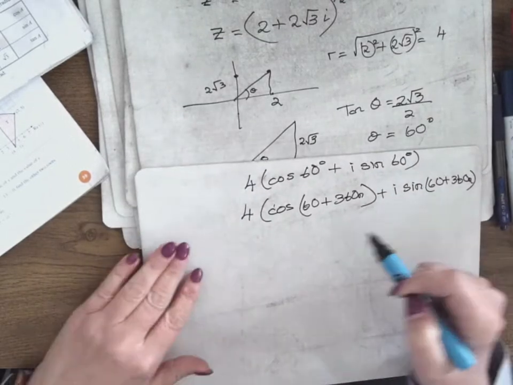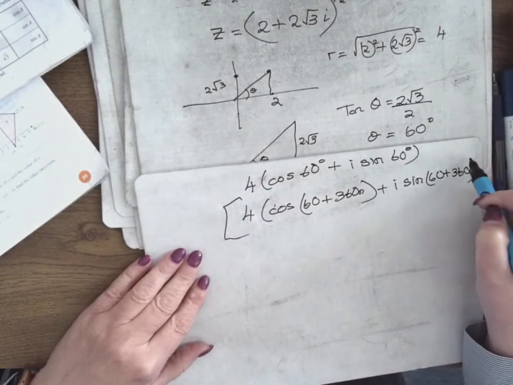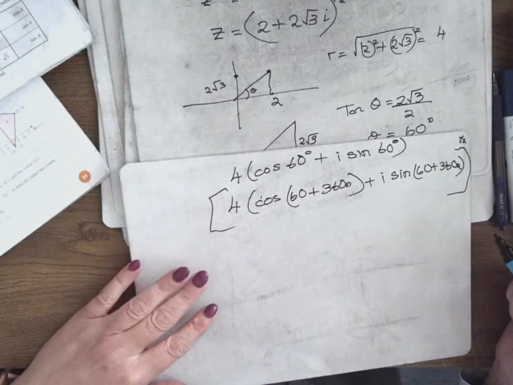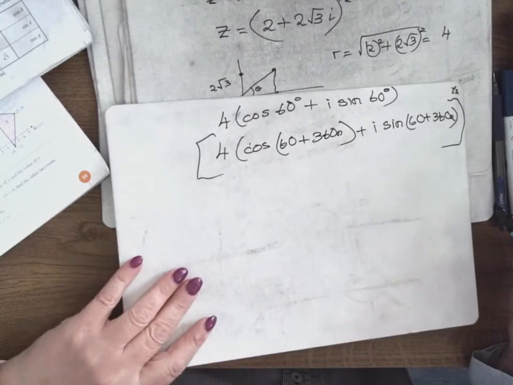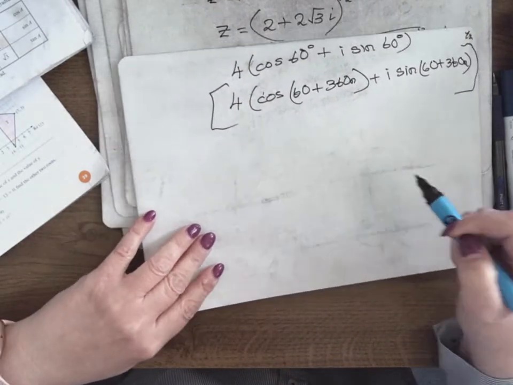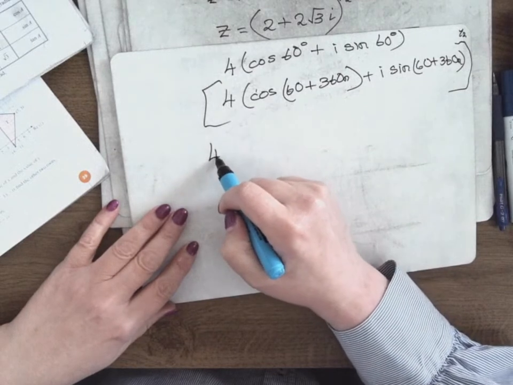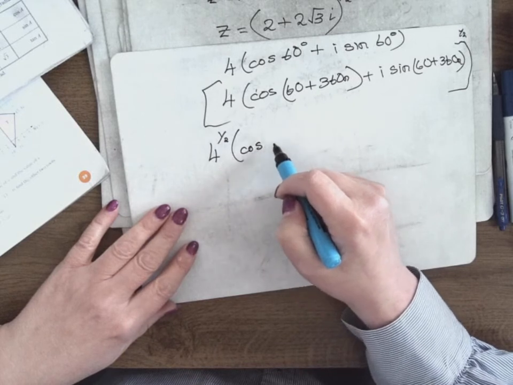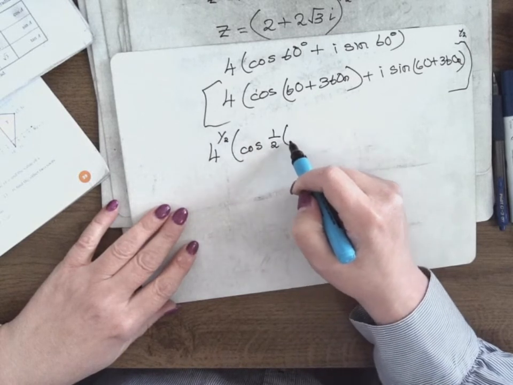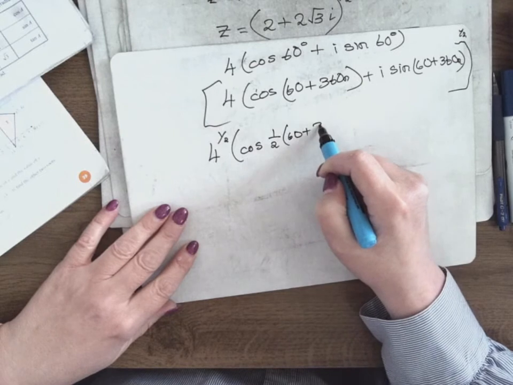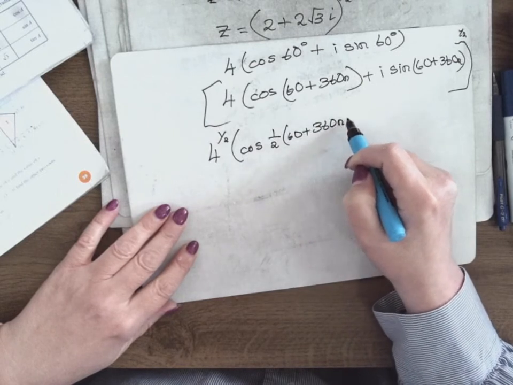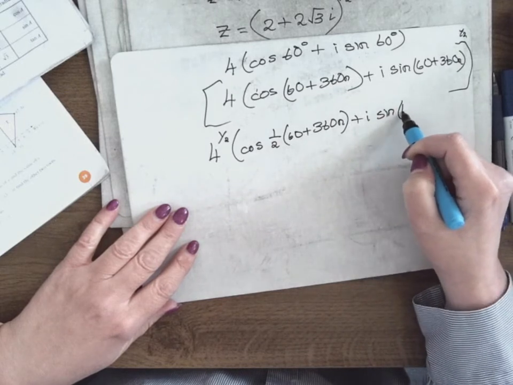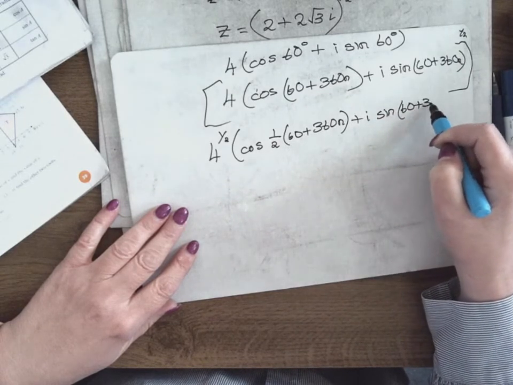But the thing is, you have to raise that to the power of a half. That was the whole point of the polar form. So De Moivre's theorem, can I move this up? Have I cut people off? De Moivre's theorem says you raise the modulus to the power, and then you multiply the angles by the power. So it's a half times 60 plus 360n, plus i sine of a half times 60 plus 360n.